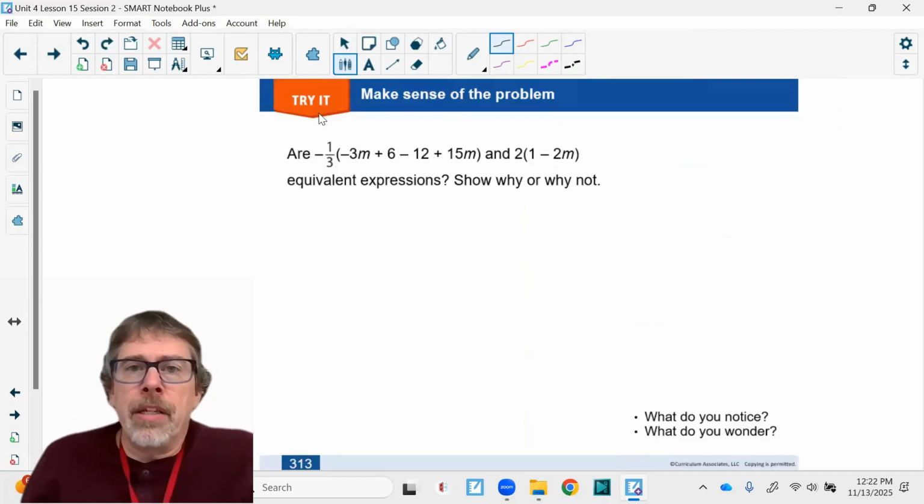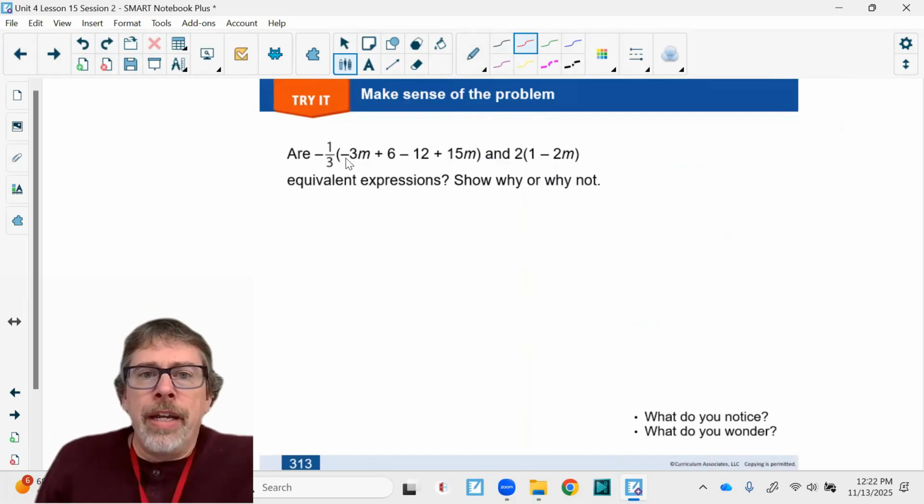Try it. Make sense of the problem. Are negative 1/3 times all this mess and 2 times 1 minus 2m equivalent? Show why or why not. So the first thing we want to do is set them equal. So I'm going to write negative 1/3 times negative 3m plus 6.